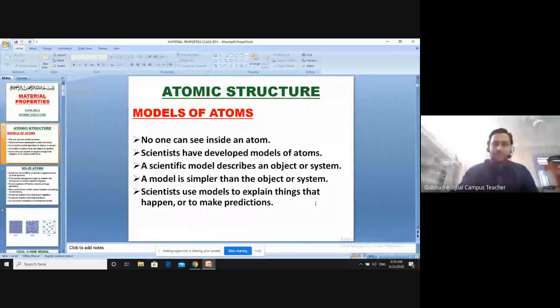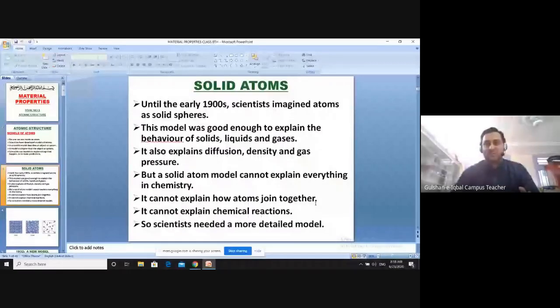Okay, let's see now. The first model that was given was the solid atoms model. It was done in the early 1900s, when scientists imagined that atoms are solid spheres. In this model, they say that atoms are basically made up of solid spheres, and this was the particle model.